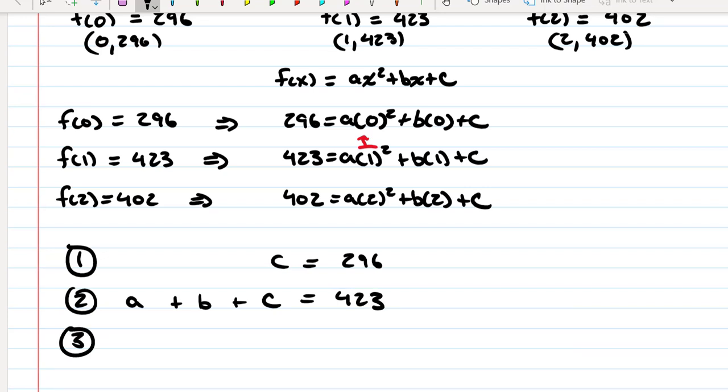My equation 3 is going to be, well, 2 squared gives me 4. So 4 times a is 4a. 2 times b is 2b. Plus c is equal to 402. So this gives me my system of linear equations.